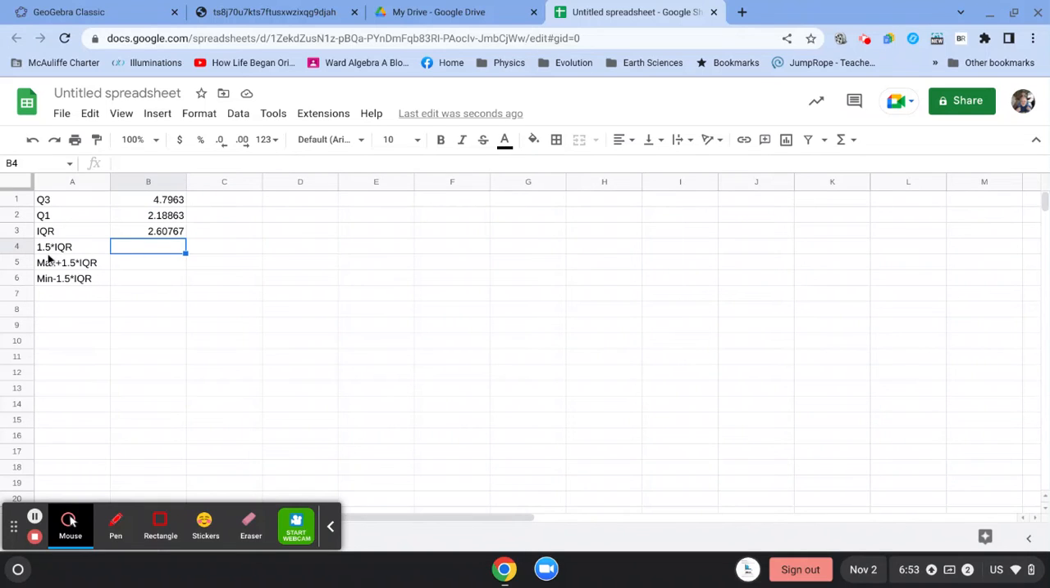Now I want to figure out what's 1.5 times the interquartile range. So I'm going to say equals 1.5, and then Shift 8 gets you an asterisk, which works as multiplication in here. And then I'm going to use the arrow key to move to the cell I want to multiply by. And I hit enter, and now that's 1.5 times.